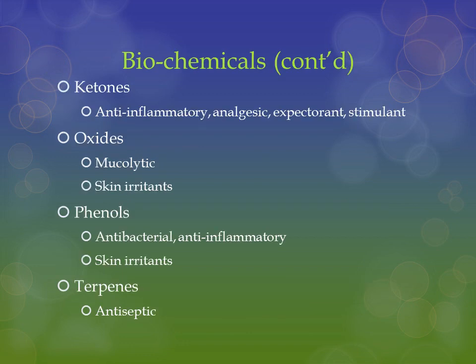Ketones have anti-inflammatory, analgesic, expectorant, and stimulating properties. Next, we have the oxides. They are well known for being mucolytic. Two essential oils that have a high percentage of oxides would be eucalyptus and rosemary. So both of these are really good for helping to break up the mucus if you have a respiratory tract infection or other conditions affecting your respiratory tract. Now, the oxides are irritating to the skin, so you do want to make sure you dilute them with a carrier or base oil before applying them on the skin.